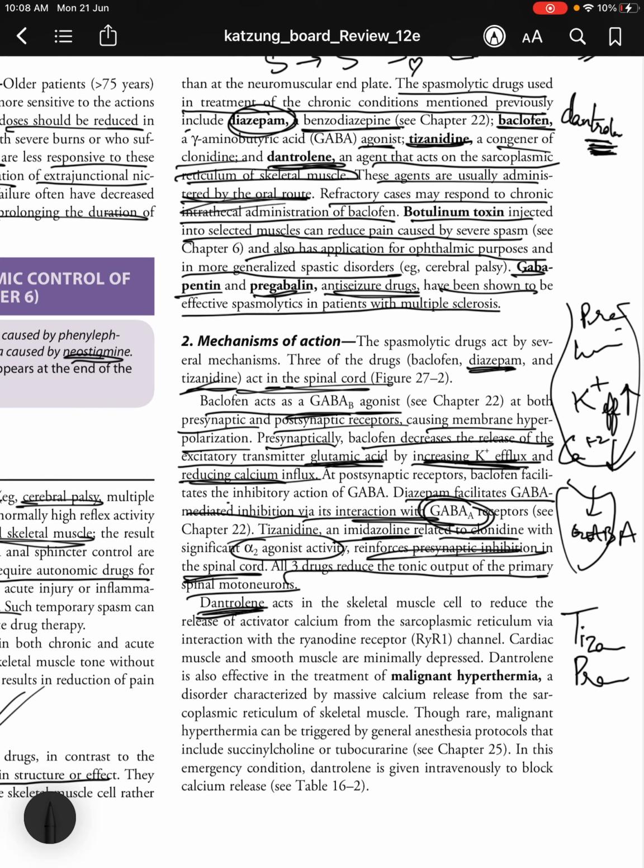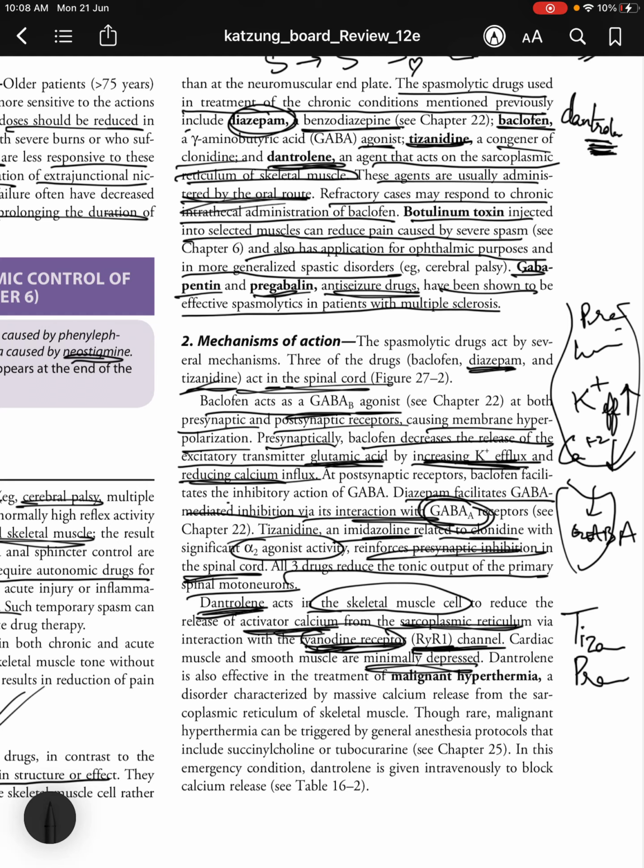Dantrolene acts in the skeletal muscle cell to reduce the release of activator calcium from the sarcoplasmic reticulum via interaction with the ryanodine receptors, the RYR1 channel. Okay, so we have the dihydropyridine and the ryanodine receptors, right? So, it interacts with the ryanodine receptors and reduces the calcium release from sarcoplasmic reticulum within the muscle cell.